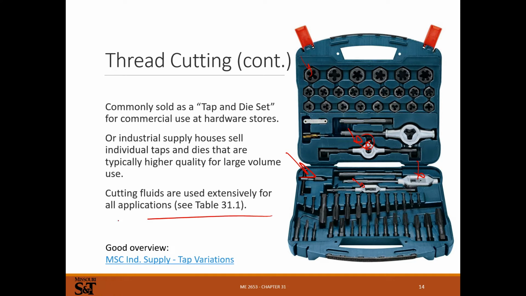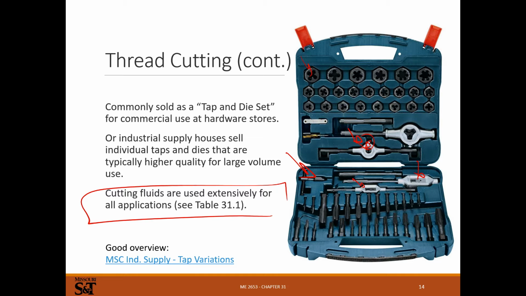Cutting fluid is used extensively for all applications. Don't tap without using a cutting fluid. Maybe with plastic you can skip it, but even with aluminum, you're going to want to use some sort of cutting fluid. And again, Tap Magic is the gold standard for that. I just don't see anything else used, and there's got to be a reason for that. It's got to be because it works.